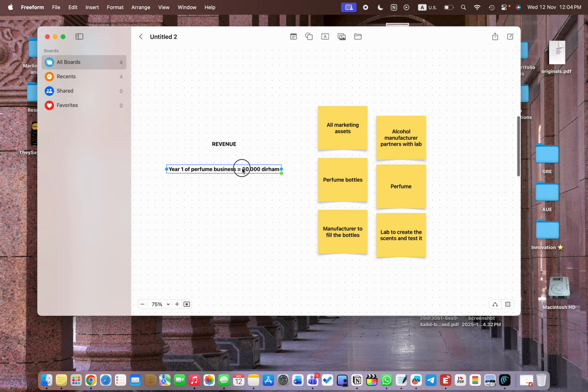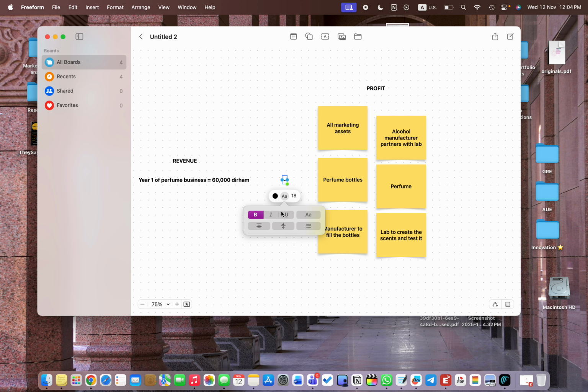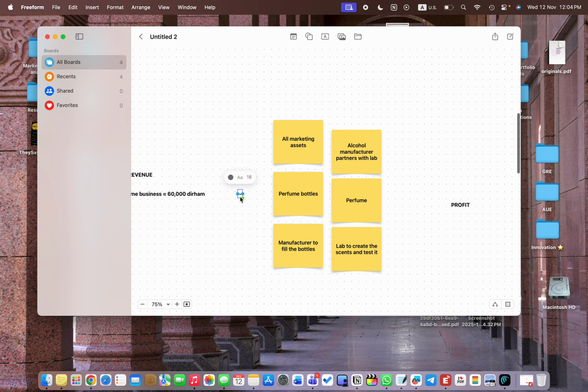So in order to understand what profit is, we need to put profit here. This is revenue, but I'm going to put a minus sign here. Sorry, not an equal sign, a minus sign. I need to subtract all of the costs that I had here. Let's say this was 10,000 dirham, then 10, 20, 30, 40, 50, 60. I'll give you a good example.